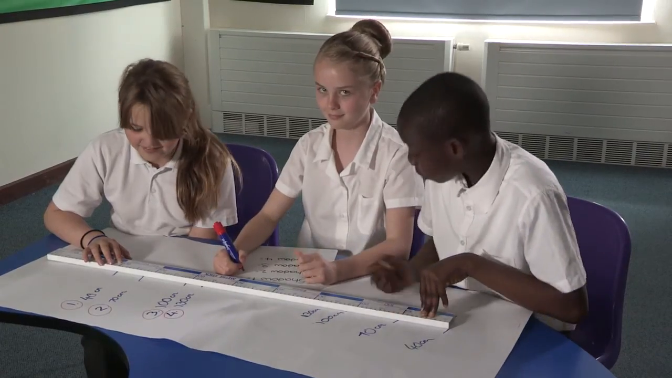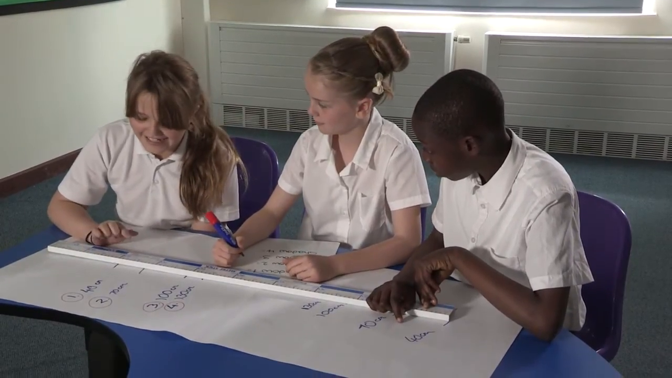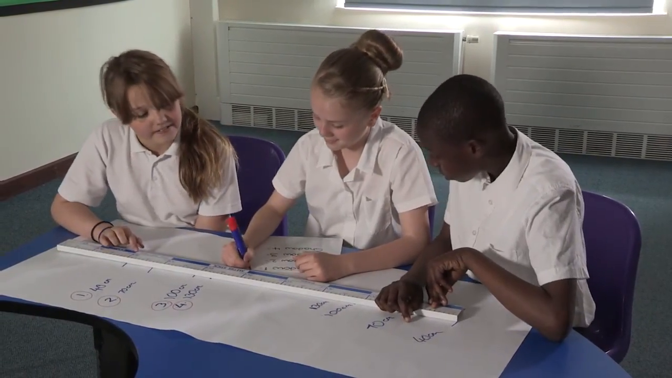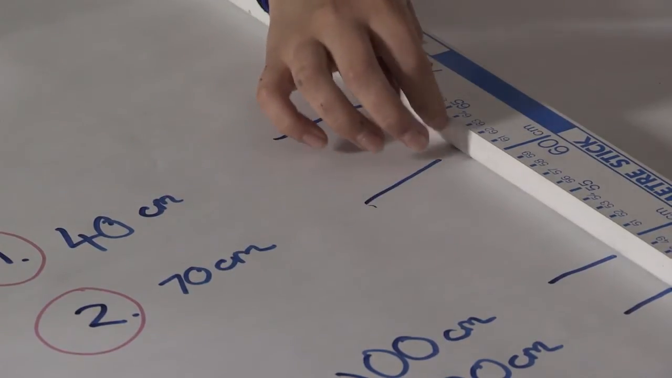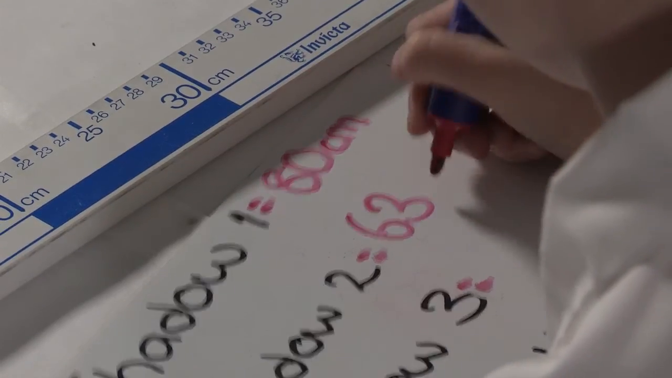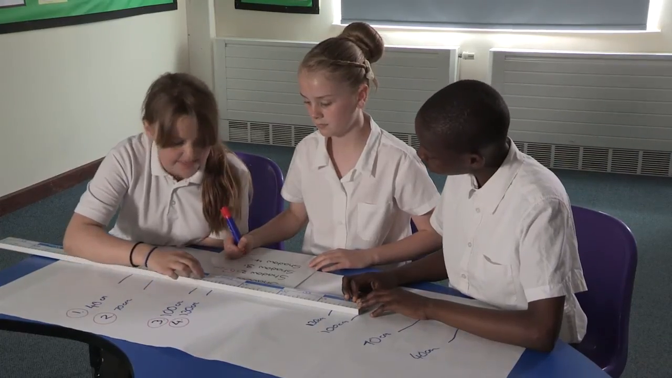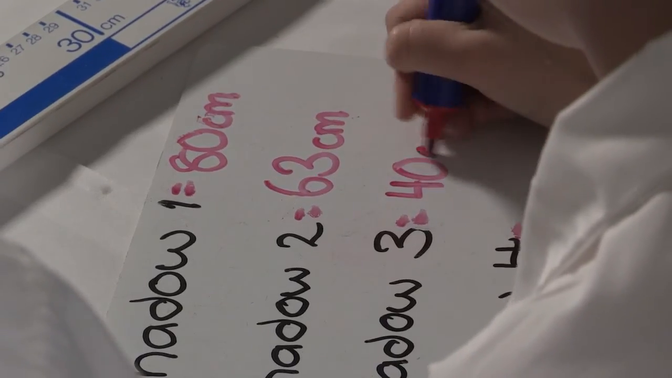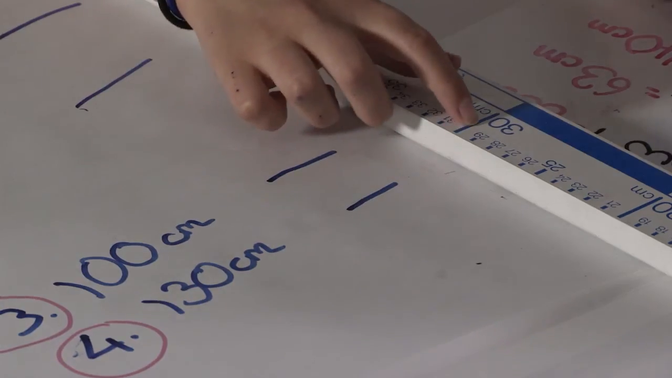Let's start with measuring shadow 1. Shadow 1 is 80 centimetres. Okay. Shadow 2 is 63 centimetres. Shadow 3 is 40 centimetres. Now shadow 4 is 30 centimetres.